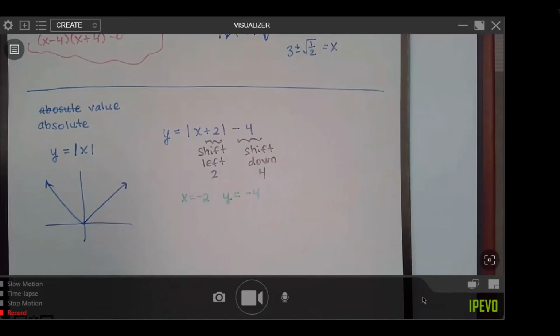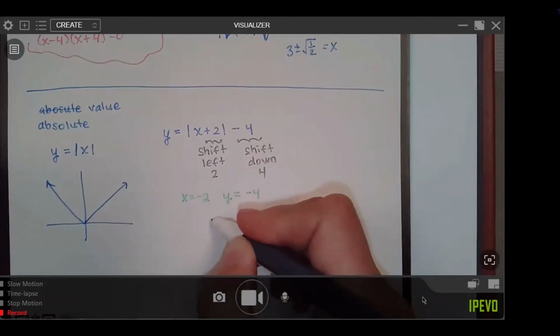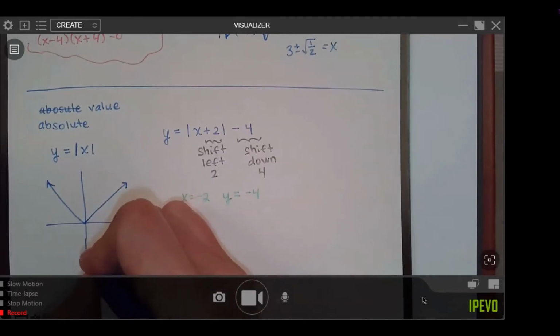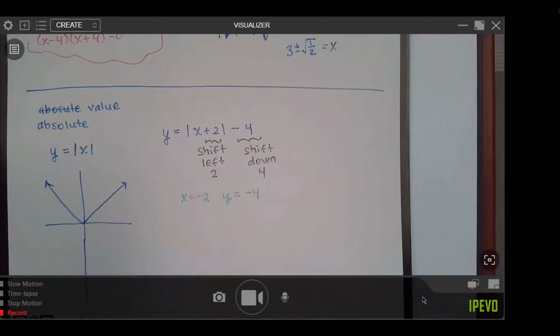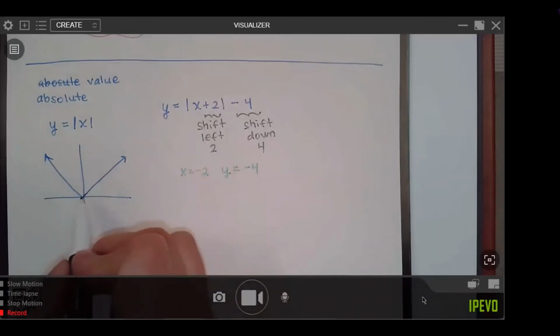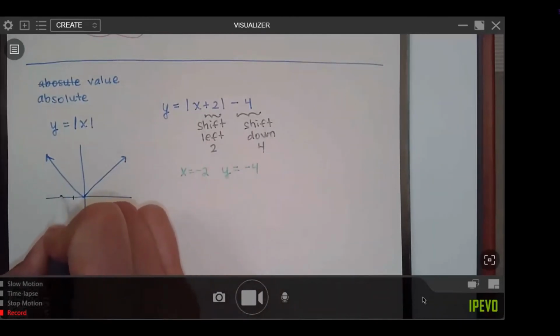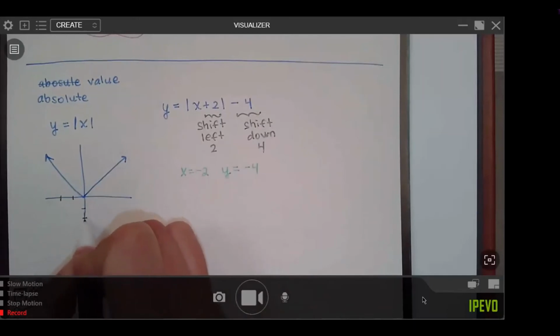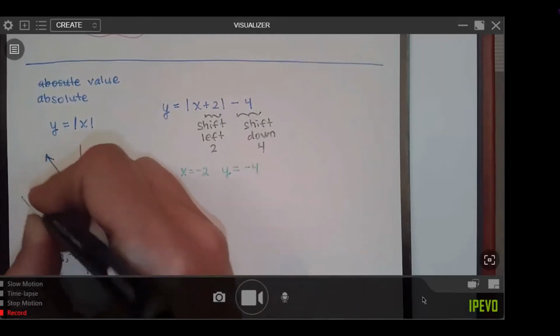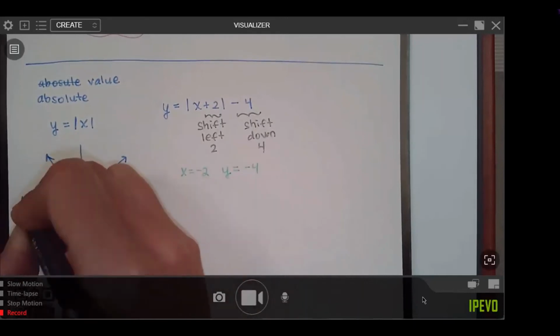And that green isn't showing up super well, so I'm going to quit using it. So I can think about taking this graph in terms of shifting. I know that this says shift 2 to the left, so I'd be moving 2 to the left and then down 4. So my new vertex would be down here at -2, -4. And then we could draw our V out.